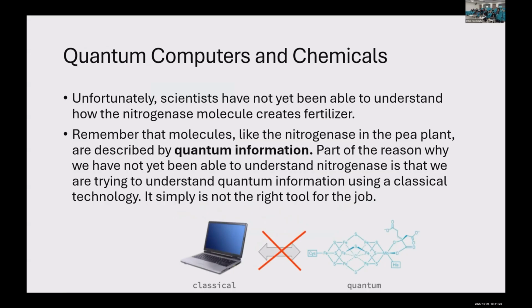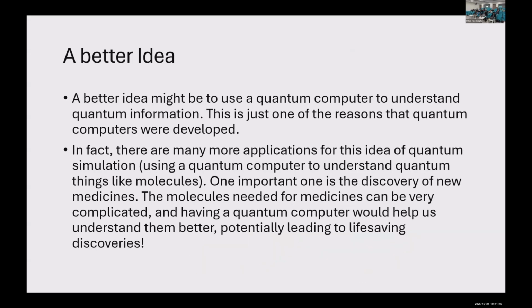Remember that molecules like the nitrogenase in the pea plant are described by quantum information. Part of the reason why we have not yet been able to understand nitrogenase is that we are trying to understand quantum information using classical technologies. It simply is not the right tool for the job. So, a better idea might be to use a quantum computer to understand quantum information. This is just one of the reasons that quantum computers were developed.